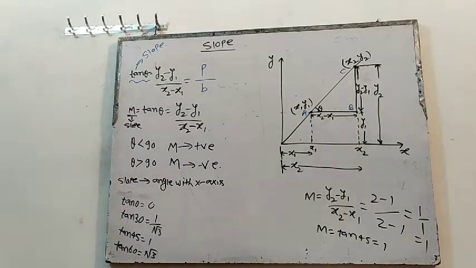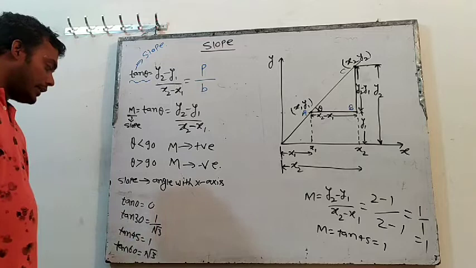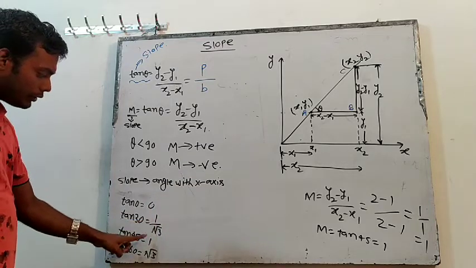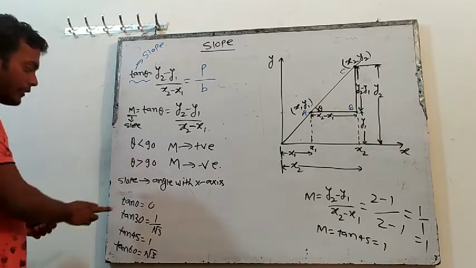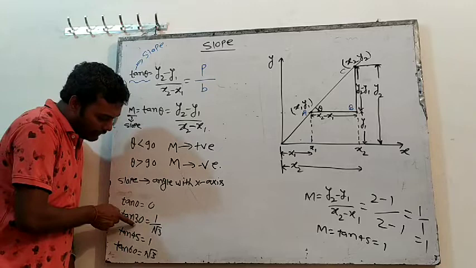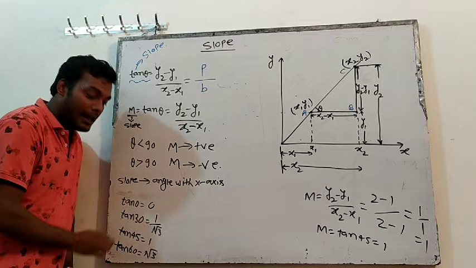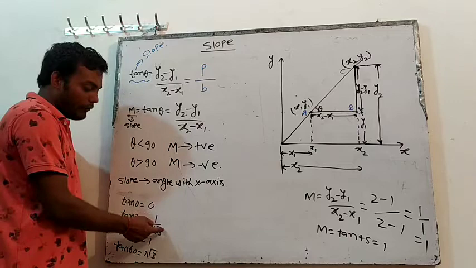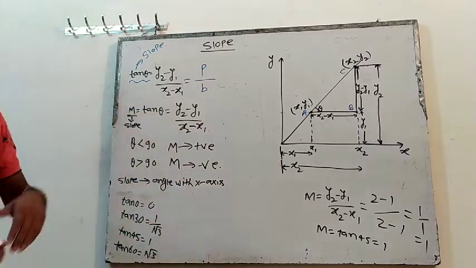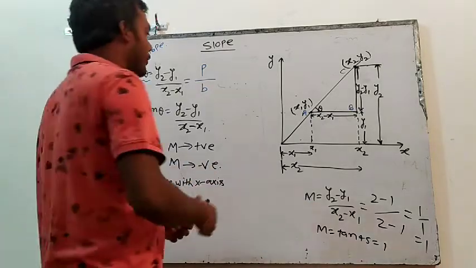So as we are increasing the angle, tan 0 is 0, tan 30 is 1 by root 3. So 0 is less than 1 by root 3. Now 1 by root 3 is less than 1, and 1 is less than root 3. As I increase the angle from 0 to 30, 30 to 45, 45 to 60, the value of tan is also increasing. First 0, then 1 by root 3, then 1, then root 3. So as the angle increases, slope increases. What we will remember: as the angle increases, slope increases.